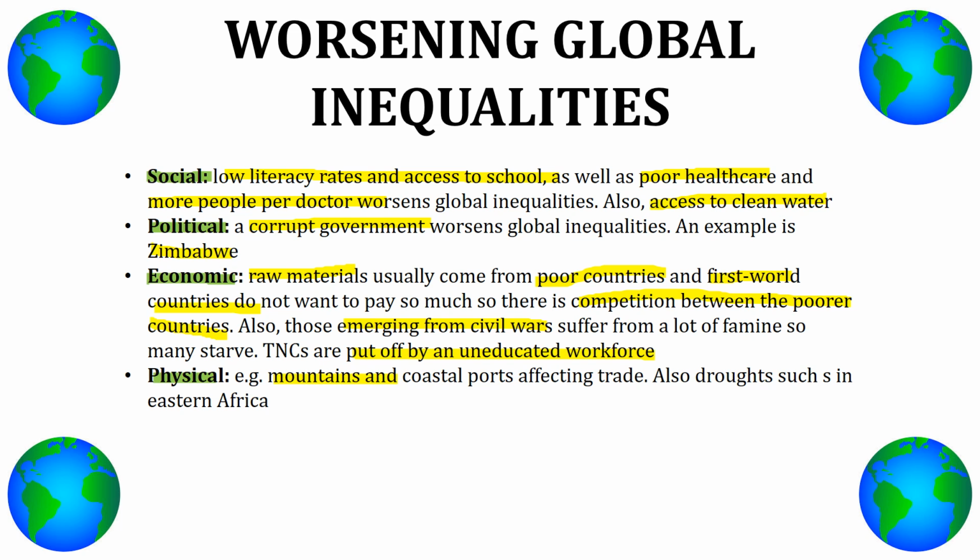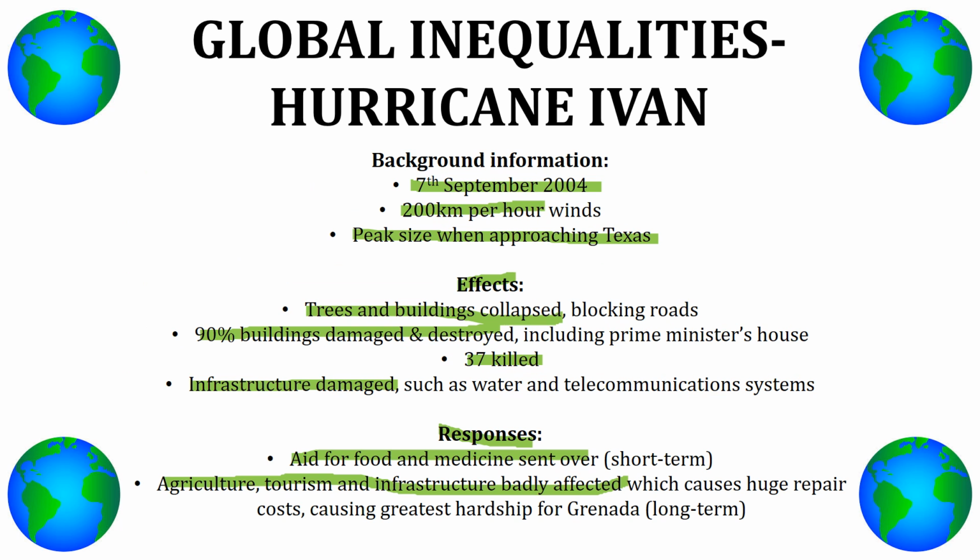Mountains and coastal ports can actually affect trade, and droughts in Eastern Africa. I forgot to put an A there, but that should be with an A. So if there are many mountains, basically the people and their industries are interlocked, so it's quite hard to get there, and a lack of coastal ports means it's very hard for boats to come into the country and be able to trade. So these are all factors that contribute to worsening global inequalities.